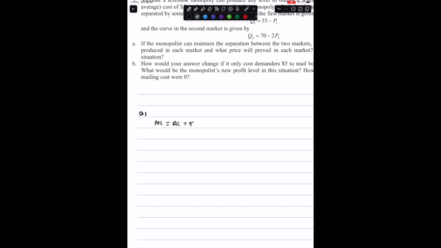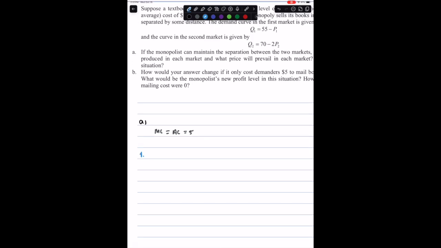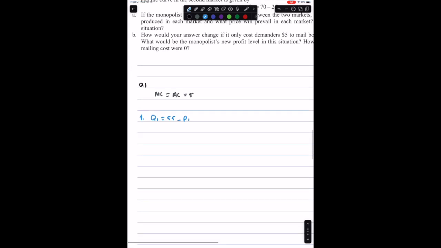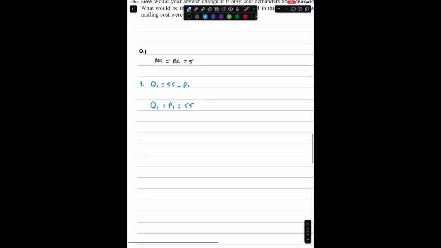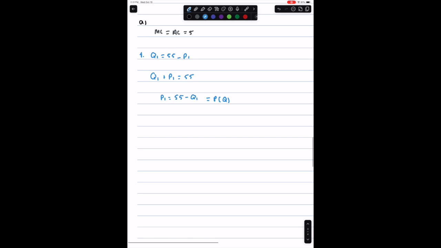Okay, now the first step is we have to invert Q1 to solve for P. Just meaning that we have to switch the function around so that P is the dependent variable and Q is the independent variable. This is how we'll do it. We'll move P to the left side. We'll get Q1 plus P1 is equal to 55. And then we'll move Q to the other side, and we'll get P1 is equal to 55 minus Q1, which is equal to P of Q. So this is our P of Q function. We just inverted it.